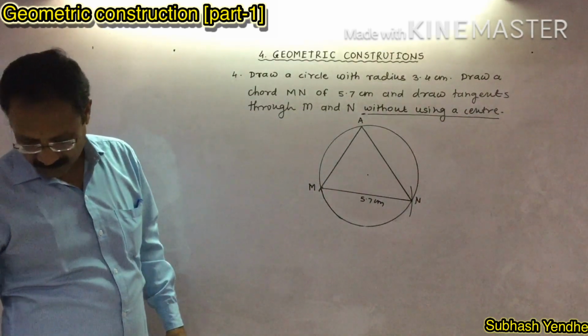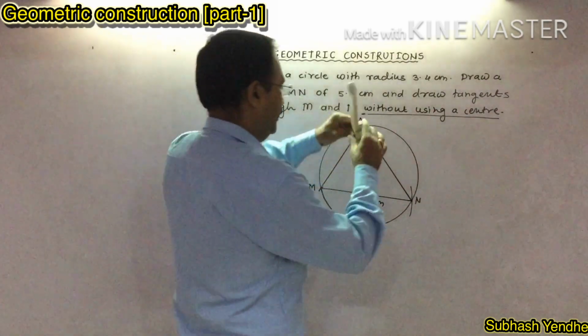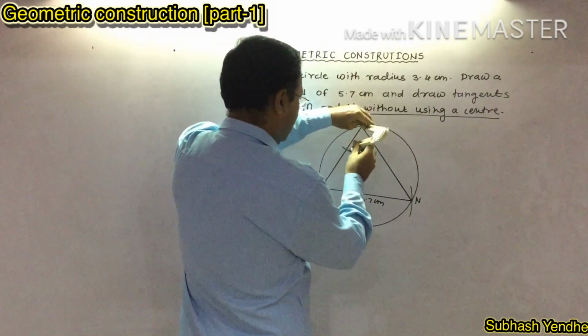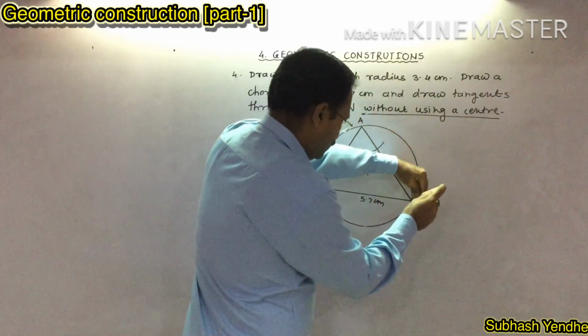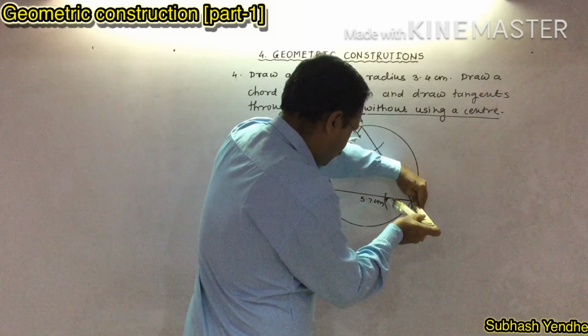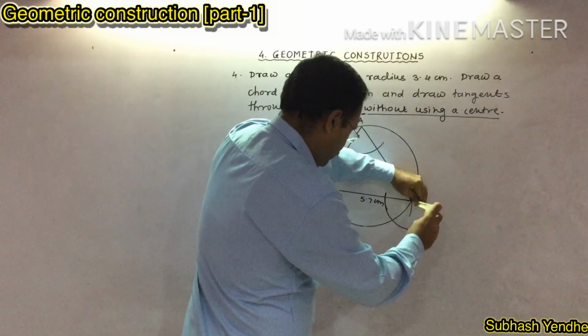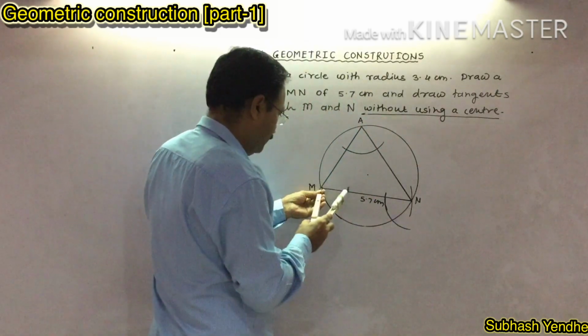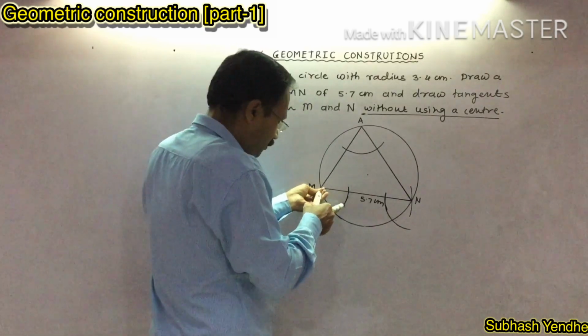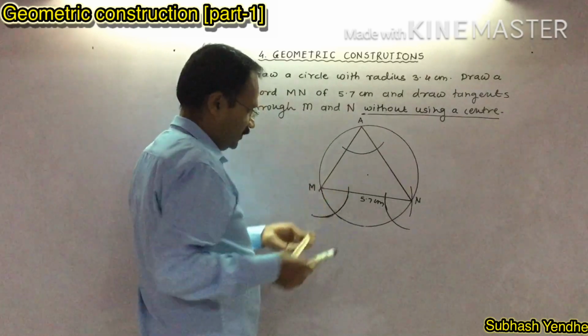Now, what you have to do? You have to make the arcs here. First, put the point on A, make any arc. Then put the point on N. Then make an arc here. Then put the point on M and again make the arc with the same distance. Don't change the distance. Okay?